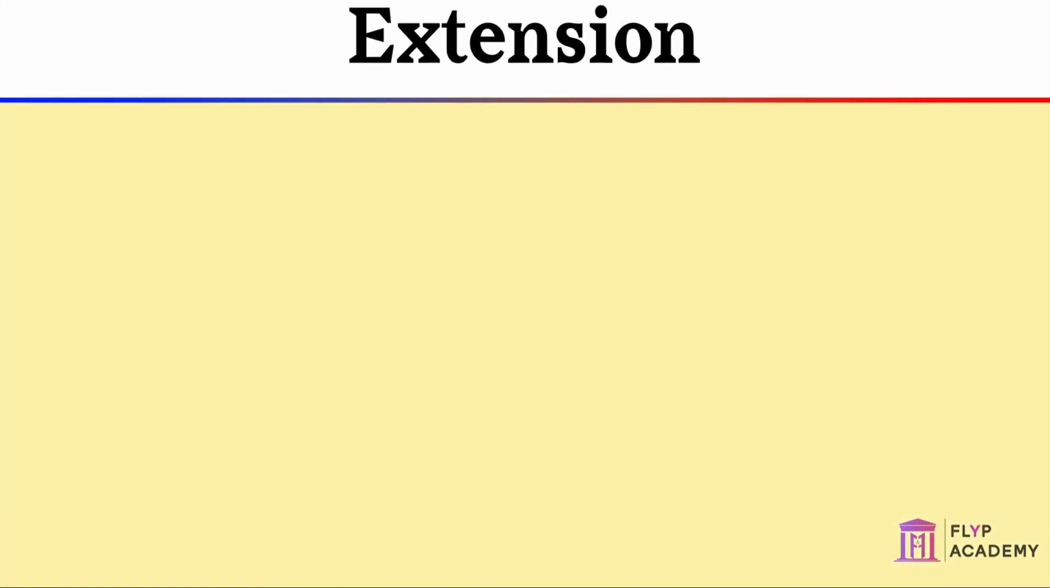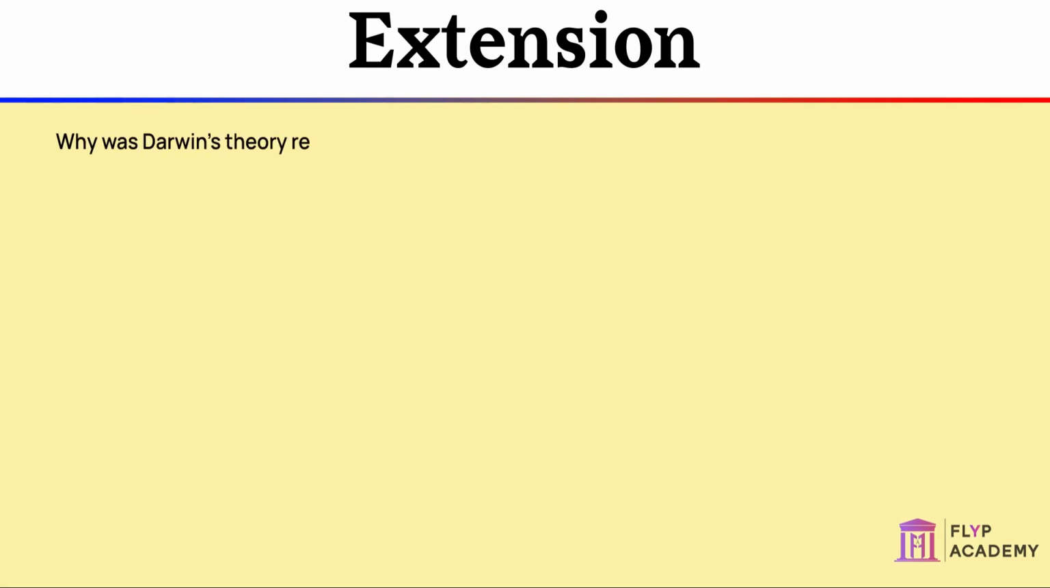Extension. Why was Darwin's theory rejected initially? Darwin's theory went against the teachings of the church, and many people were very religious. There was also a lack of evidence, and other scientists did not support Darwin's theory. Scientists did not have the knowledge of genes and DNA that they do today, and Darwin's theory lacked any real evidence that he had not collected himself.